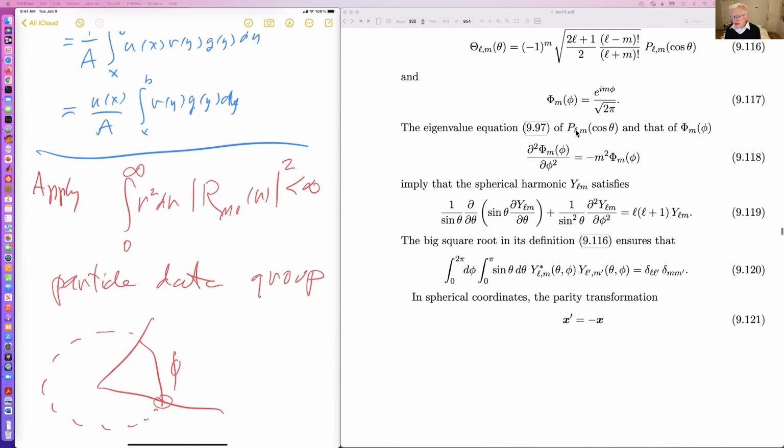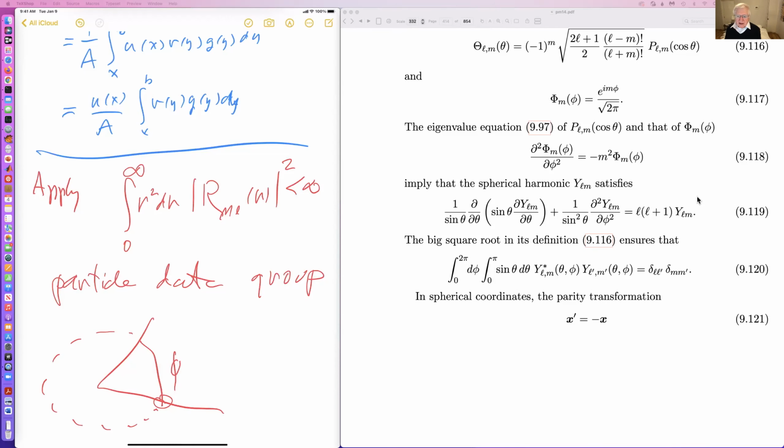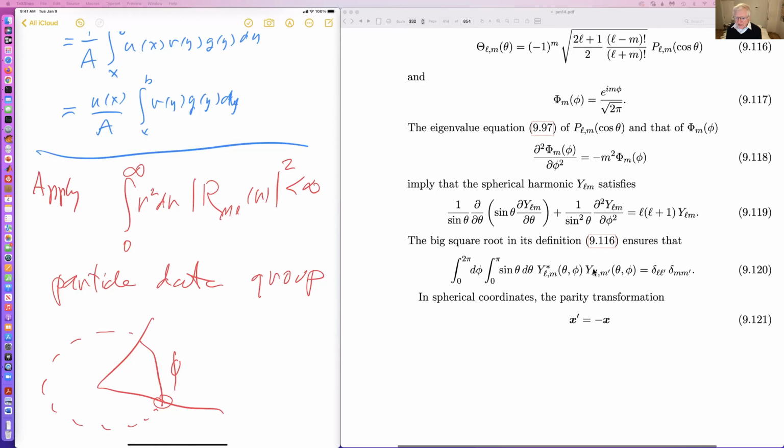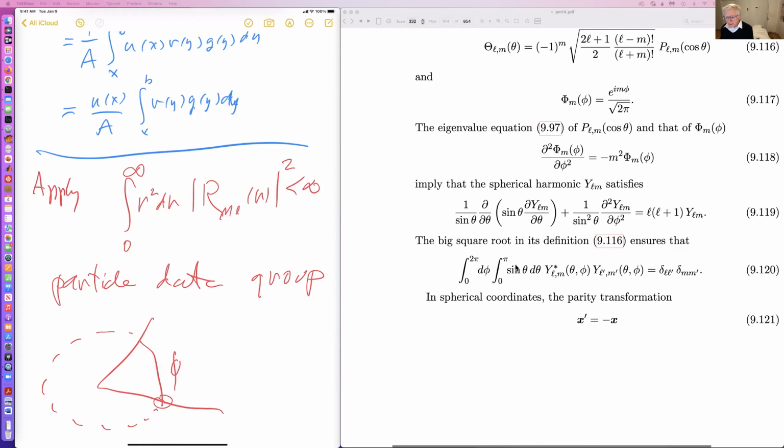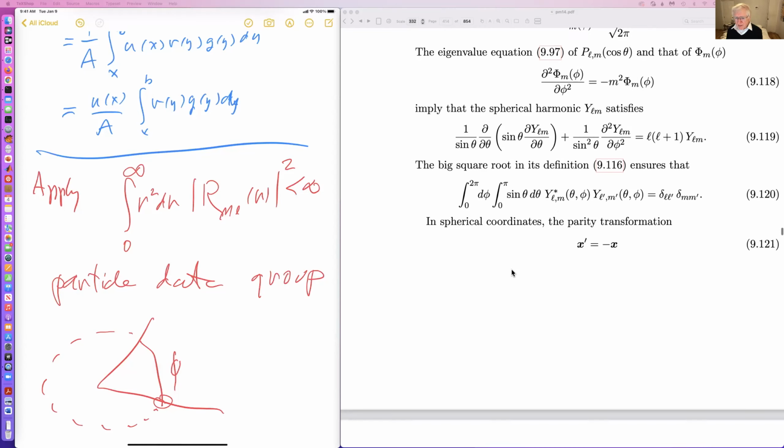The eigenvalue equation and that of phi m, which is this, imply that the spherical harmonic satisfies this equation, and the big square root ensures that the Y's are completely normalized, delta LL prime, delta MM prime, when integrated over the unit sphere. So that's phi from 0 to 2 pi and theta from 0 to pi.